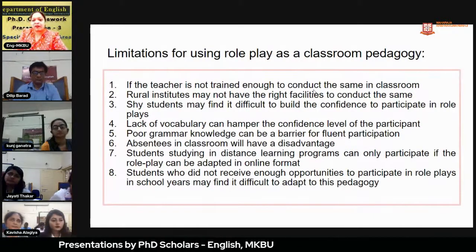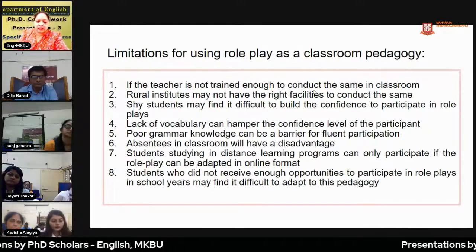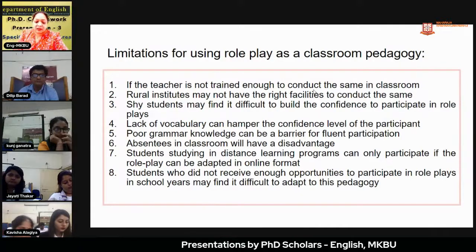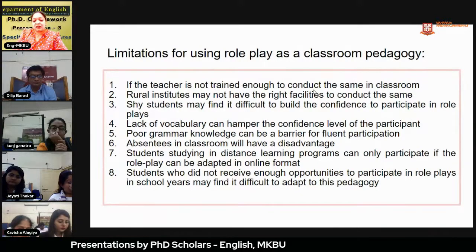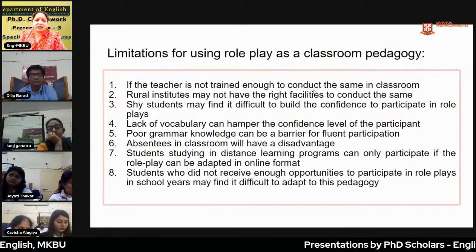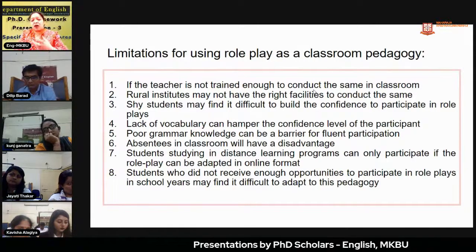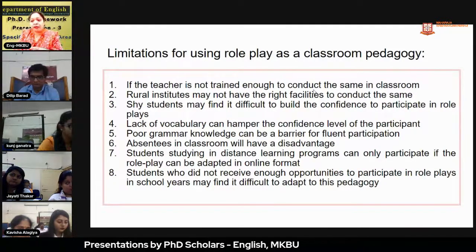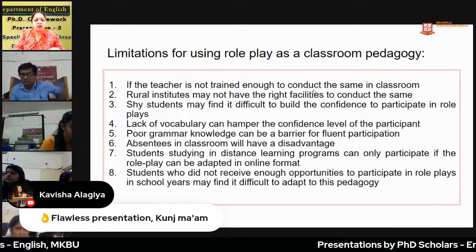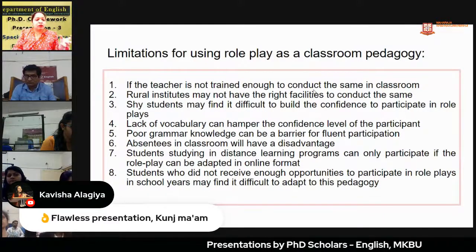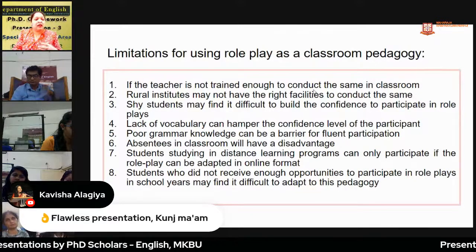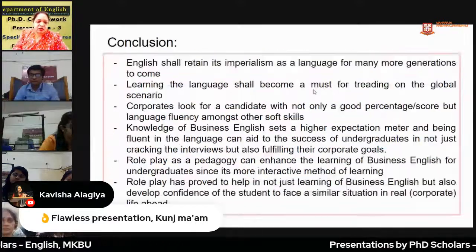Especially during the time of exams, it becomes easier to recollect what was done in the class. And the last limitation, of course, this might not be the last one, but just the last one that I've put here, is that students who did not receive enough opportunities back in the school days, those who have not been part of co-curricular activities, might find it difficult to adapt to role play. Those students who have only known that the teacher comes to the class, teaches, and I have to take down running notes, I write the same thing in the exam. So students who have not seen role plays may find it difficult to adapt, and they might not accept this kind of pedagogy very easily.